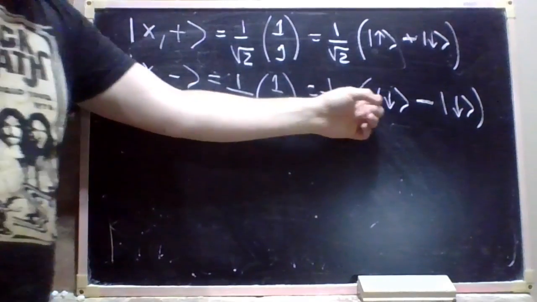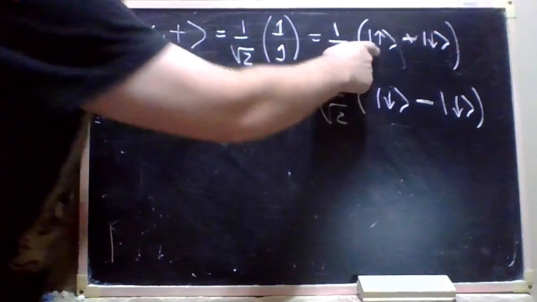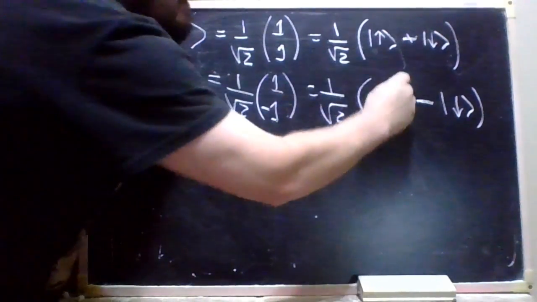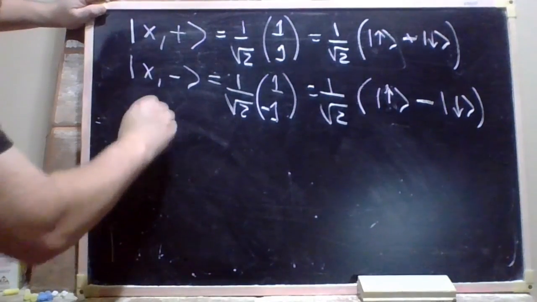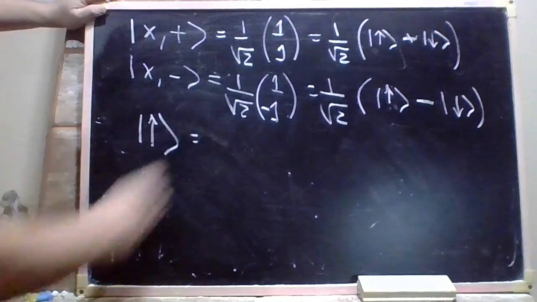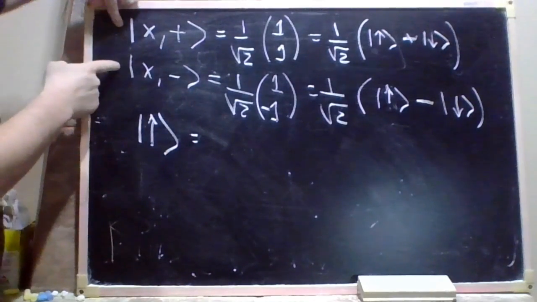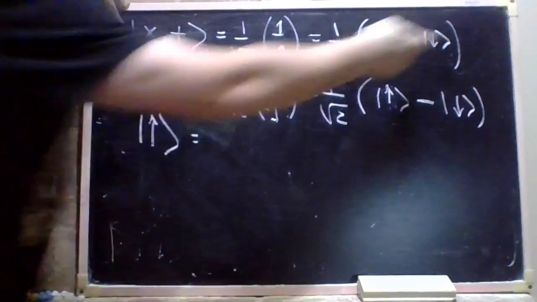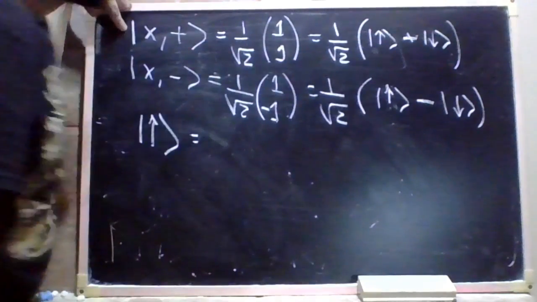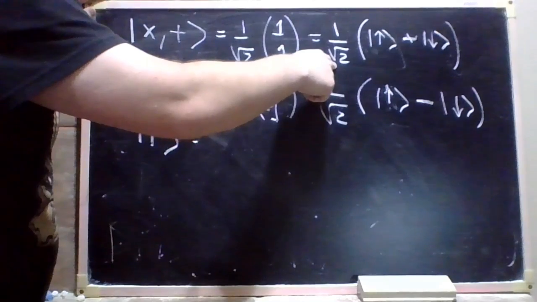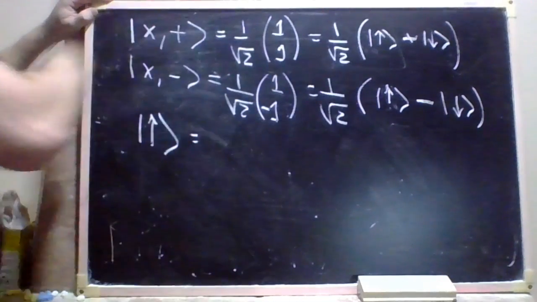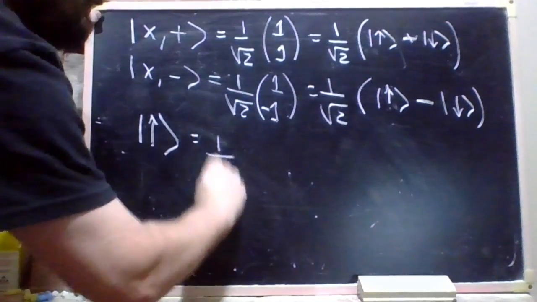So if you would write, sorry, it's up here. If you would write the up state in the z direction, you can sum up these two equations. You'll get the down state eliminated, and you get twice this, but twice divided by the square root of 2 is square root of 2. You can divide. So you'll find square root of 2 here.